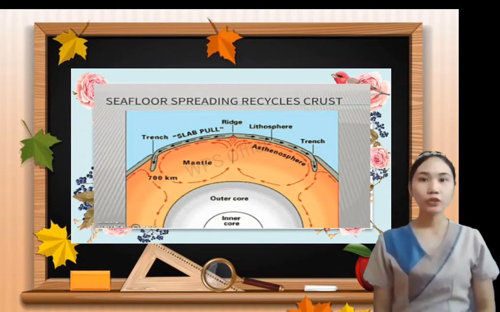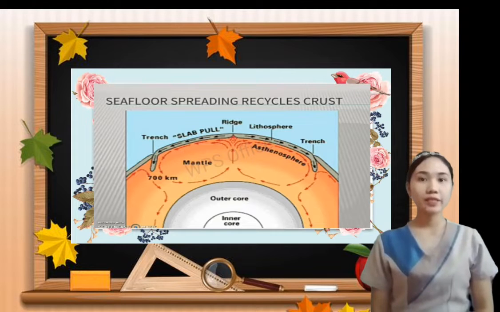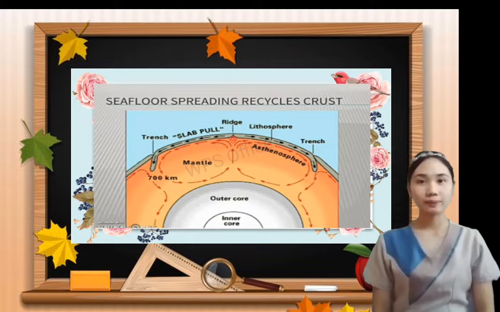So if ocean floor is being created or generated here, ocean floor is being consumed somewhere else, and that allows sea floor to spread in one area but get consumed in another area.